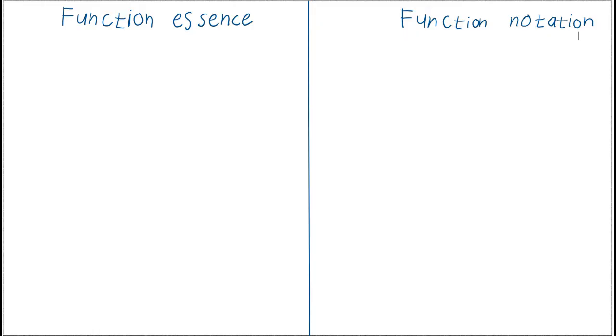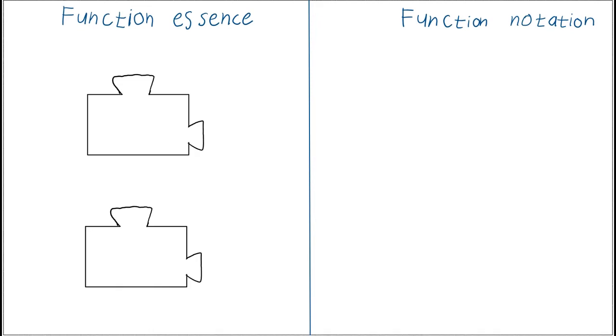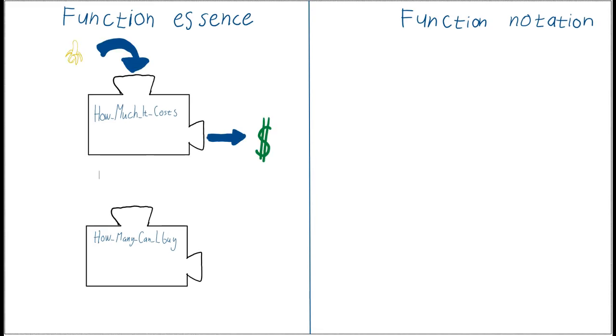Here, on the left side, there will be the scheme of what a function is, and on the right side, there will be the usual representation of functions, which is how you encounter them in school and in the real world. As you saw, you can build different functions for different problems, and for that reason it is good to name your functions so that we know which function we are talking about. We can have a box function named how much it costs, or we can have a function named how many can I buy. The first one will tell us how much it costs, and the second one will tell us how many we can buy.